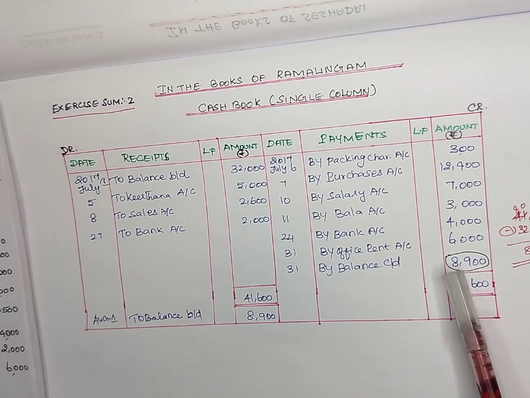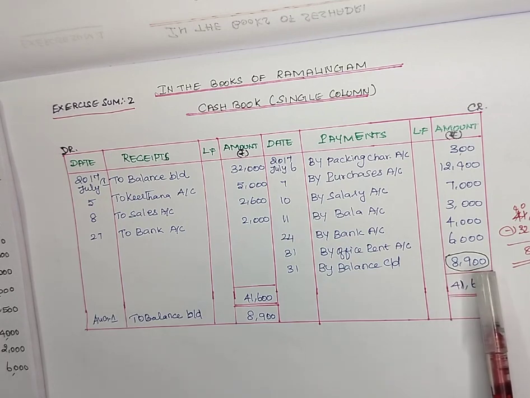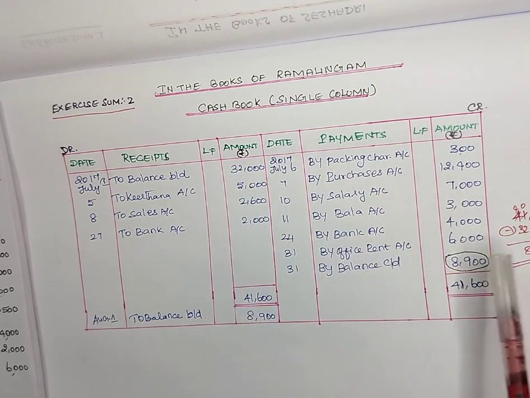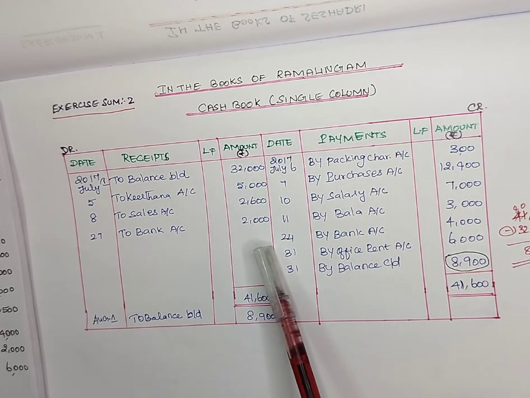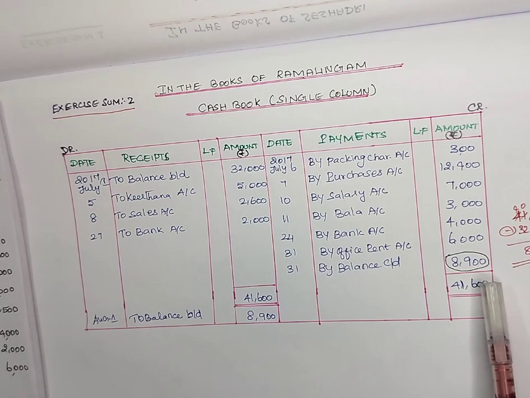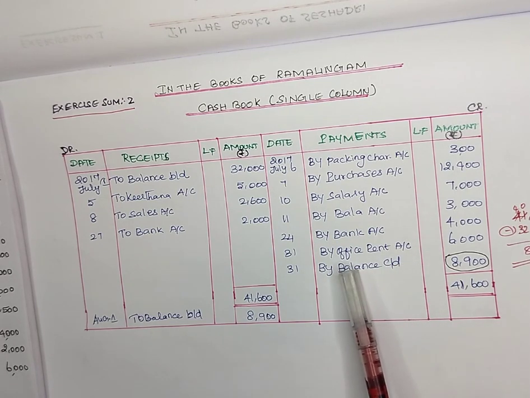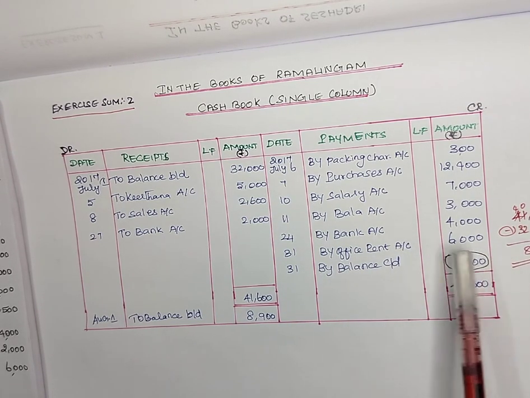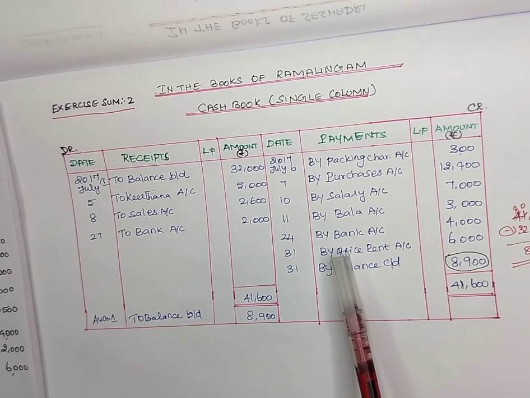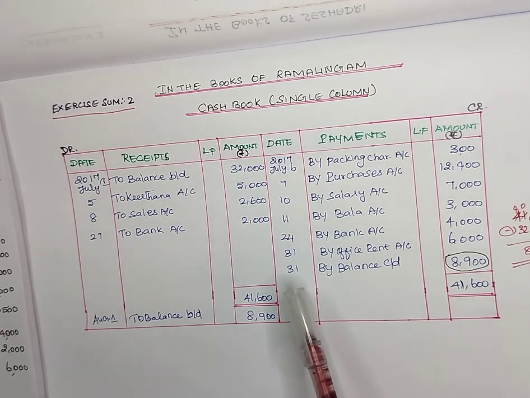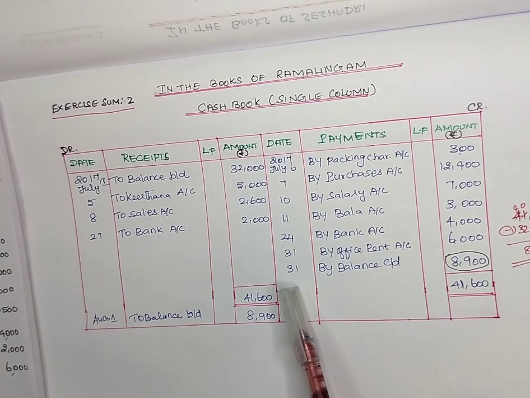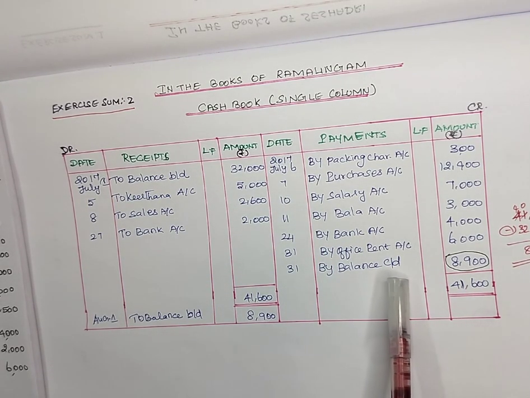You have to enter this difference value in the lesser side. Which side is the lesser side? Credit side. Always in cash book, credit side has the lesser value, debit side has the higher value. Then the difference is to be placed in the lesser side. Balance carried down is entered in the payment column against the difference, and in the date column the last day of the accounting period is entered. What is the last day of the accounting period? July 31. So this is the closing balance of the cash book. Balance carried down means closing balance of the cash book.